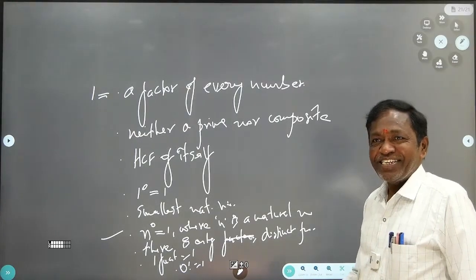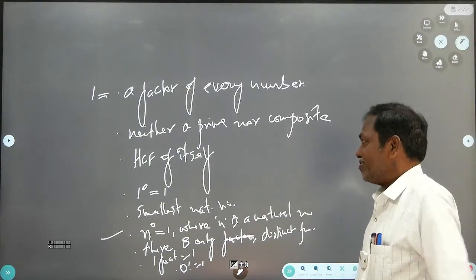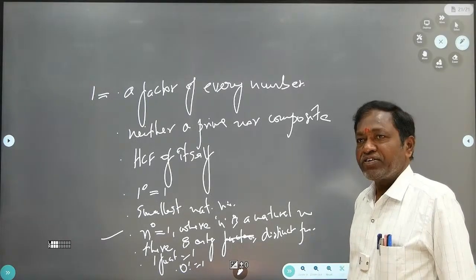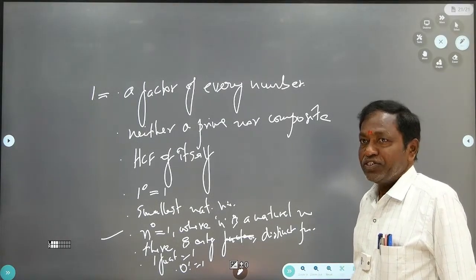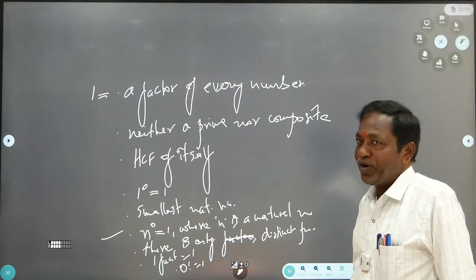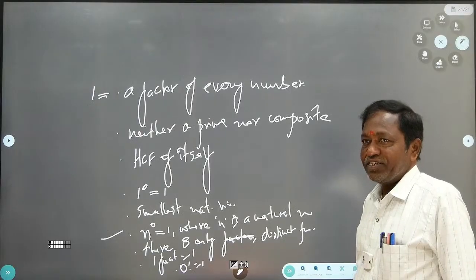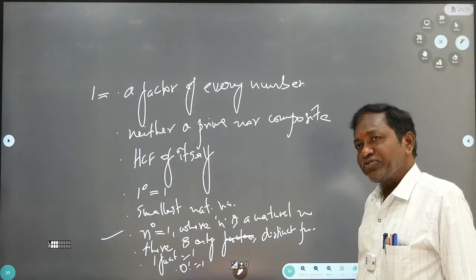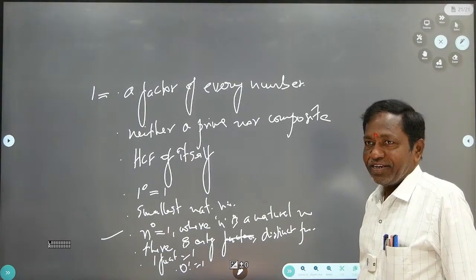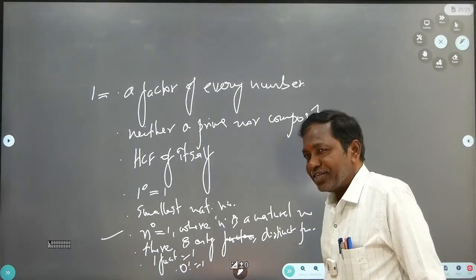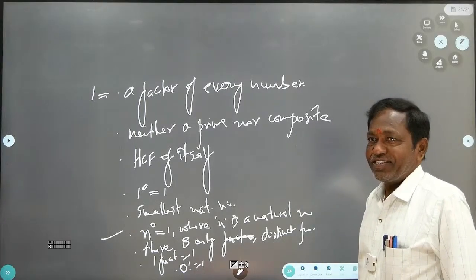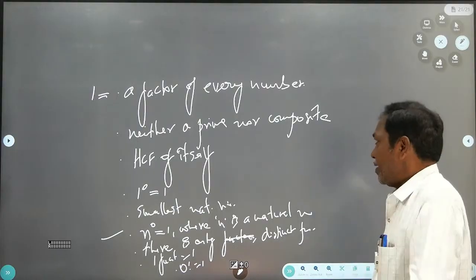So marketing, yes. Like that, 0 factorial is equal to 1. So 1 is equal to 0 factorial, and 1 is also equal to 1 factorial. 1 factorial everybody knows; the only thing is 0 factorial. Okay, right.